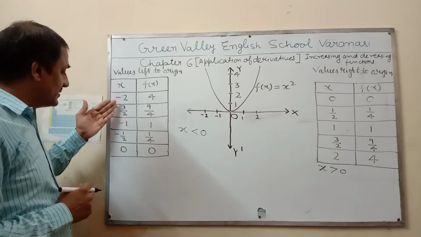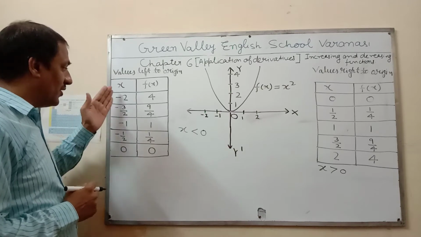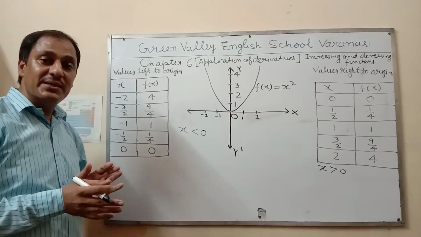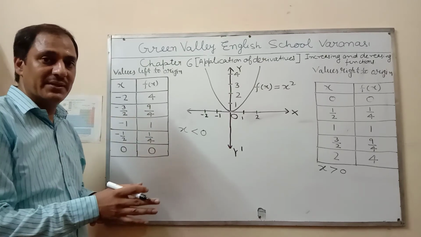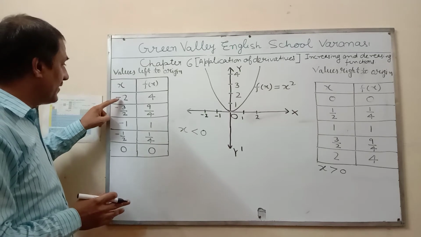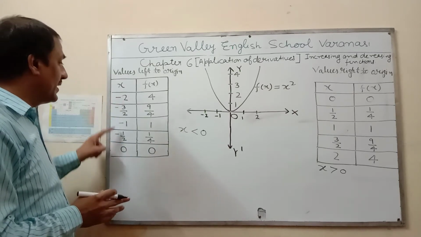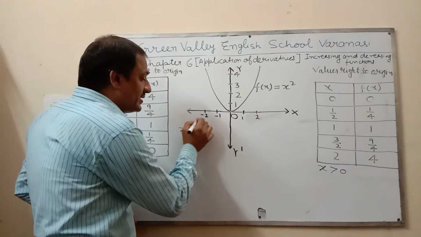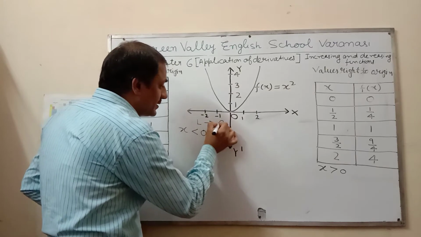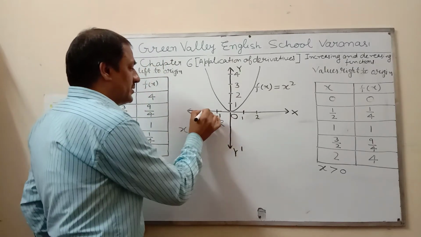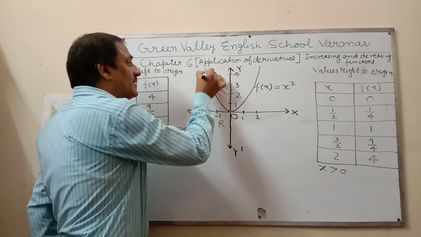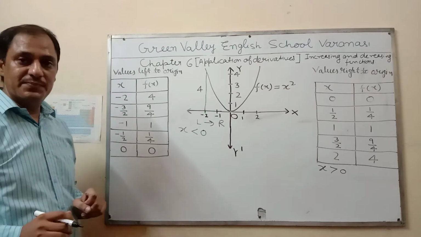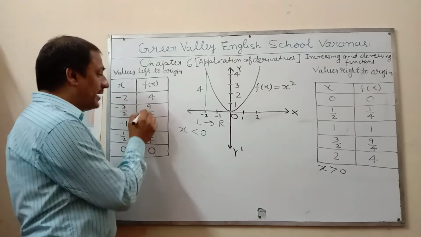Here the value of x is increasing, but the value of f of x is continuously decreasing. Here the value of x equal to -2 is less than 0, and the value of x equal to -1 is less than 0. As x moves from left to right, for x equal to -2 the height of the graph is 4, but for x equal to -3/2, the height of the graph will be 9/4.